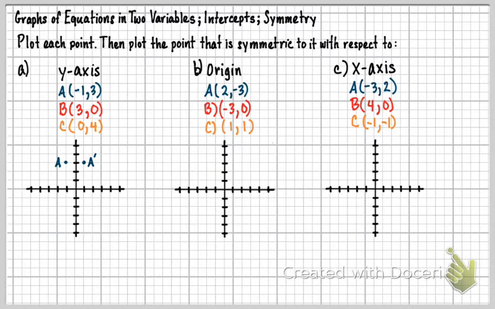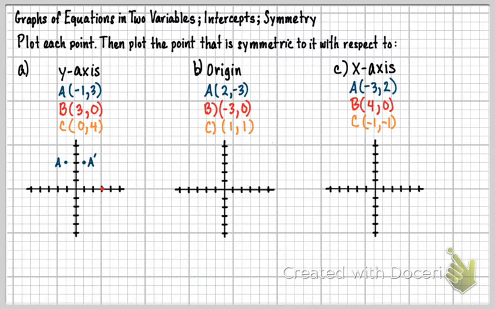All right, now let's talk about B. So for B, B is 3, 0. So 1, 2, 3, 0. So it's right there. And then when I'm thinking about this across the y, remember, this is my mirror here, the y-axis, because it's reflecting across it. That's another way to say the same thing.